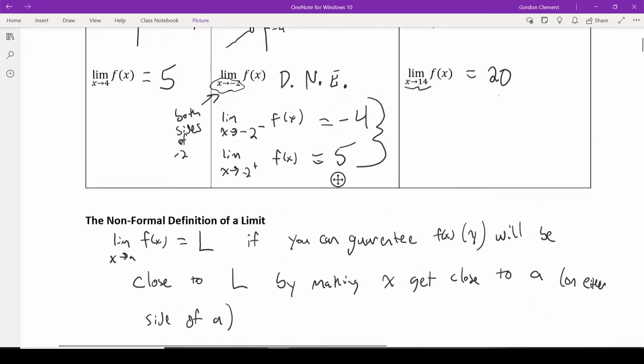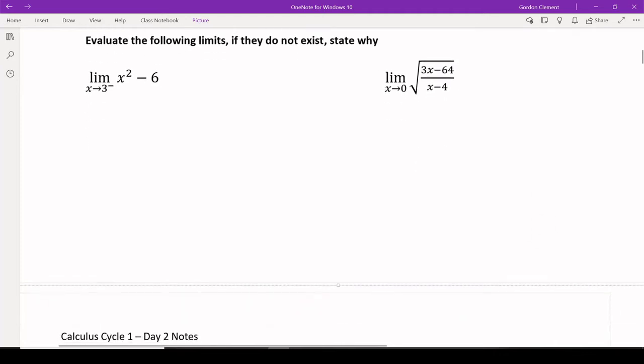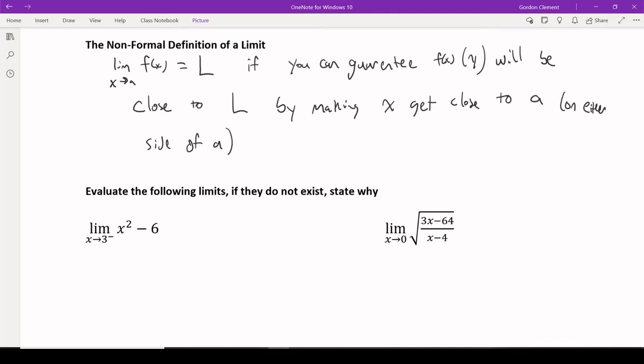So now instead of looking at pictures, let's look at functions and see if we can figure out some of these limits. Sorry, I'll leave that up there. Are we good to move?